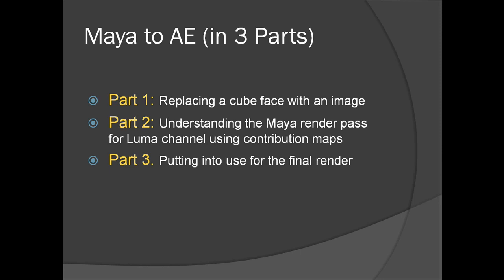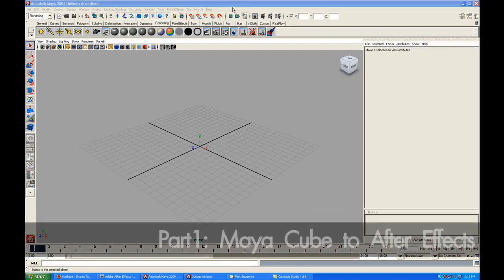export again the camera information, locator information, and the Luma channels. How do we export Luma channels using contribution maps in Maya, and how do we get back to After Effects, etc. So once we have part 1 and part 2, then we'll go to part 3, the final part, where we'll make the sequence that I'm showing here. Fine, thank you. Hi, so here is Maya right now.